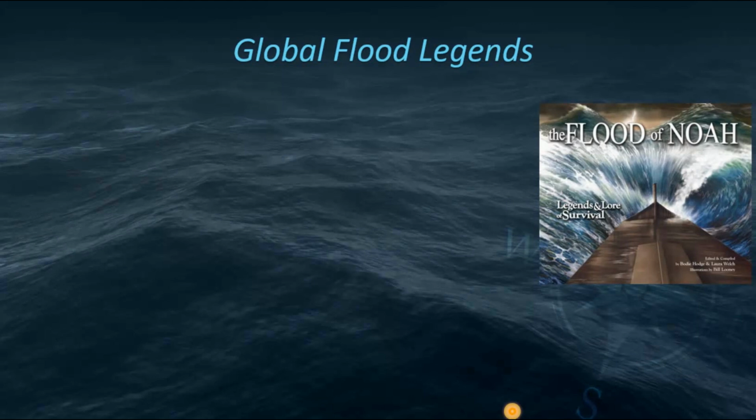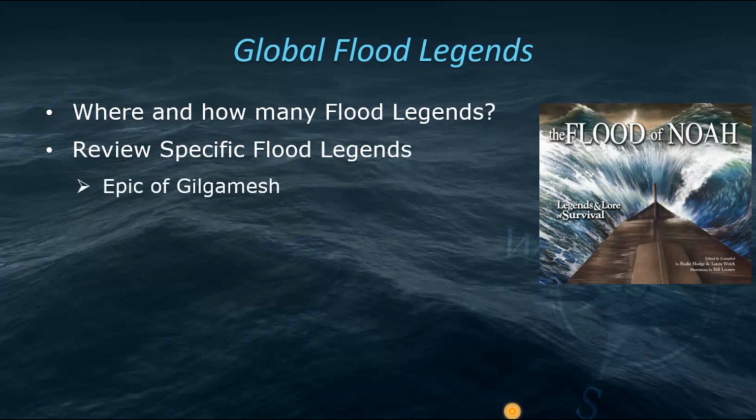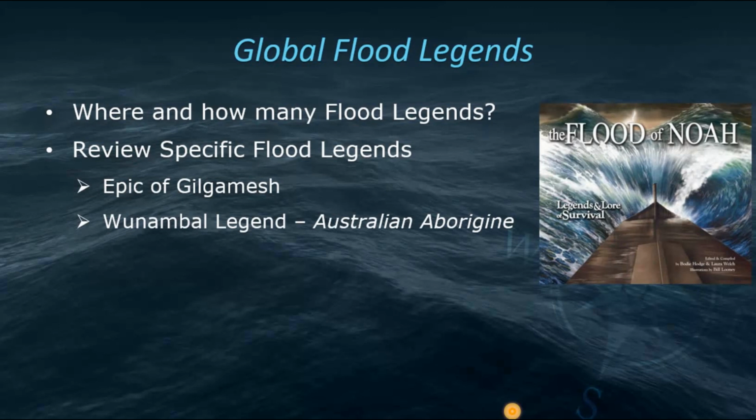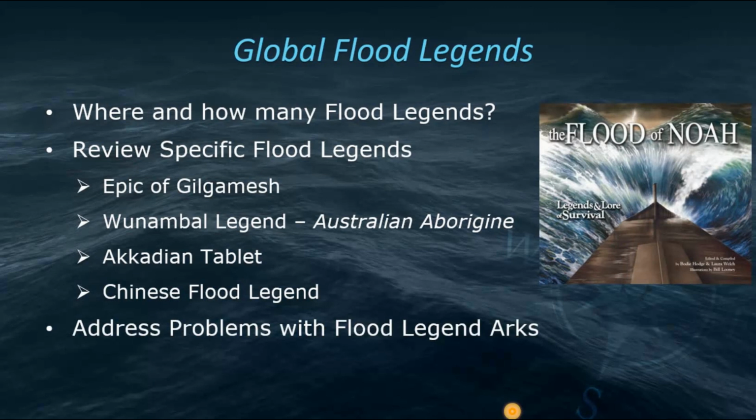So this is part 2, Global Flood Legends. And as I mentioned, I'm using the Flood of Noah book as reference for this. Where and how many flood legends are there? We'll address that. We'll review specific flood legends like the Epic of Gilgamesh, the Wanambo legend of the Australian Aborigines, the Akkadian tablet, and the fourth one is a Chinese flood legend. We'll also address problems with these other flood legend arks.